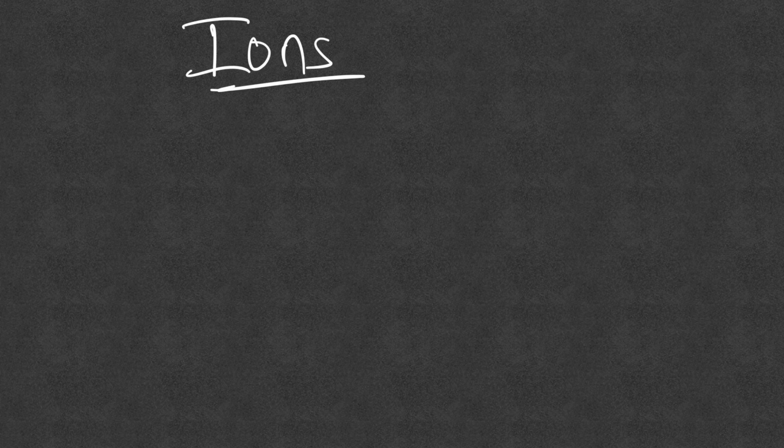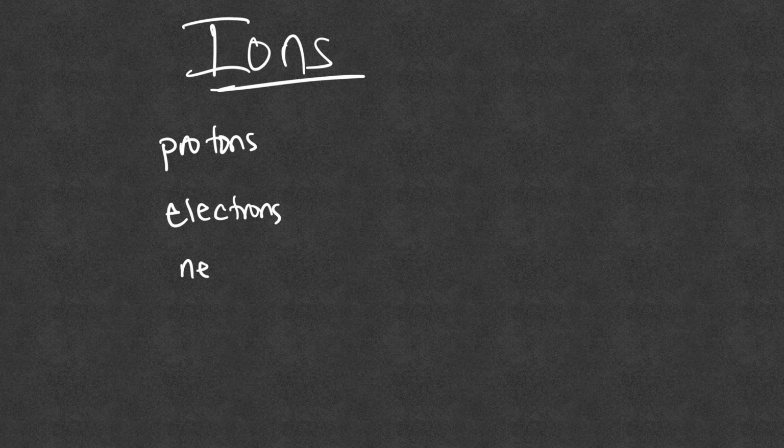All right, so let's talk about ions. Ions are basically atoms that contain a charge. So let's talk about the atomic structure. We know that atoms consist of three parts. They have protons, they have electrons, and they have neutrons.